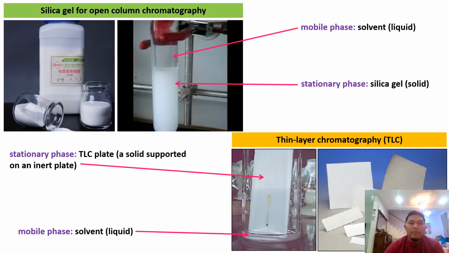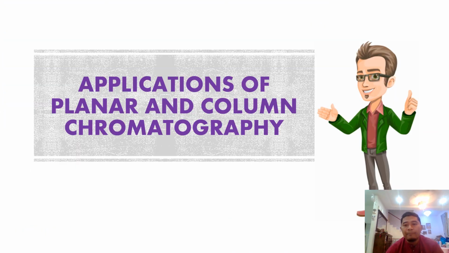Okay, silica gel for open column chromatography. Silica gel is white, like what we find in shoes, the packets that absorb water. That is silica gel. So we will use silica gel for open column chromatography. We prepare it and then place it on the TLC plate, a solid supported on an inert plate. So the mobile phase is liquid. This is the thing where we can see there is a little change. So this is the application.